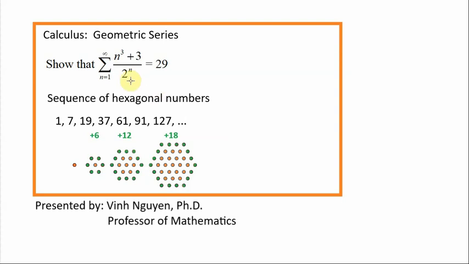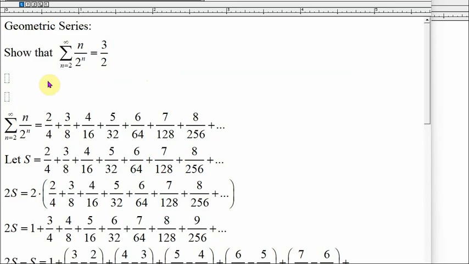In this video, I want to show that this infinite series with the expression n to the third plus 3 divided by 2 to the n converges to 29. First, I need to show that the infinite series with the expression n divided by 2 to the n, where n starts at 2, converges to 3/2.